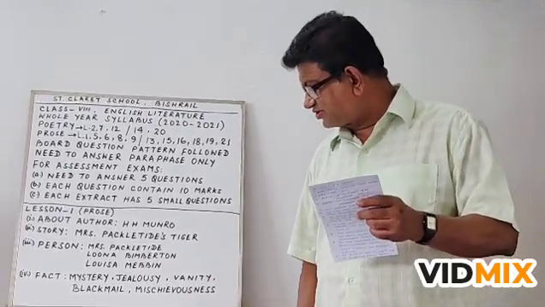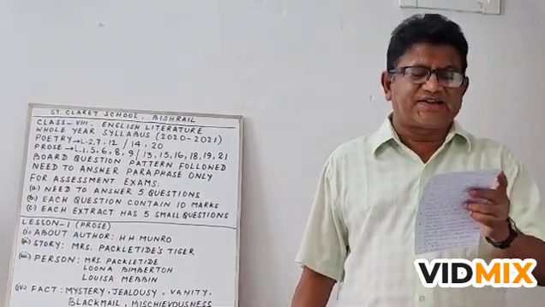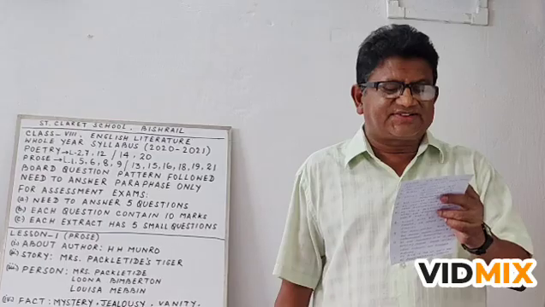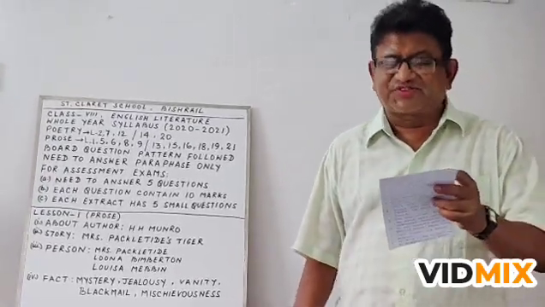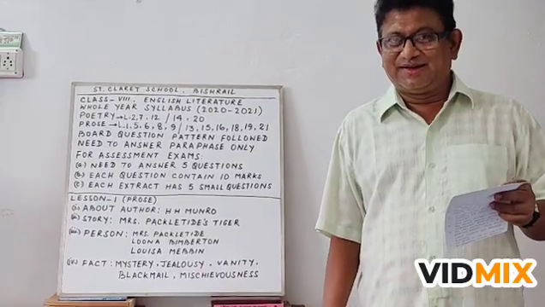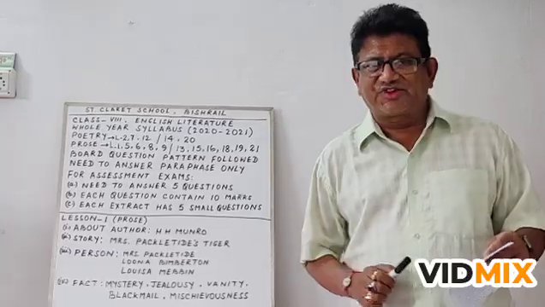The third one was Louisa Mebbin. Louisa Mebbin was a cunning and greedy woman, who acted as a guide to Mrs. Packletide, and she blackmails Mrs. Packletide in the end. So you will come to know when I am going to discuss the story.